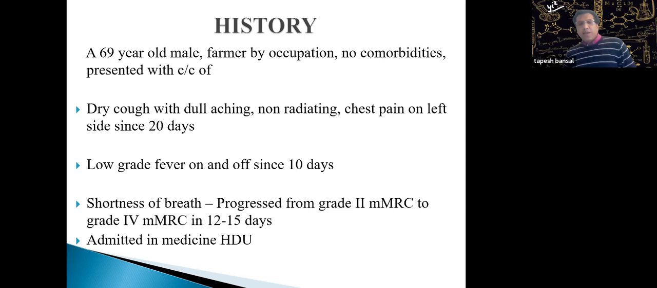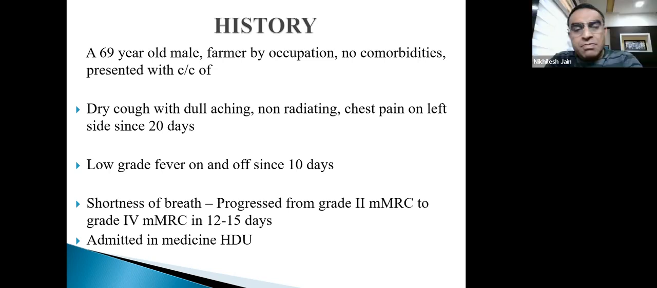So any other systems you would think of, in general, when a patient comes with shortness of breath, apart from cardiac and pulmonary? Probably severe anemia can also sometimes contribute to shortness of breath. Yes, but then the duration of onset is just 20 days. If it's a chronic anemia, this patient would have been compensating for quite some time.